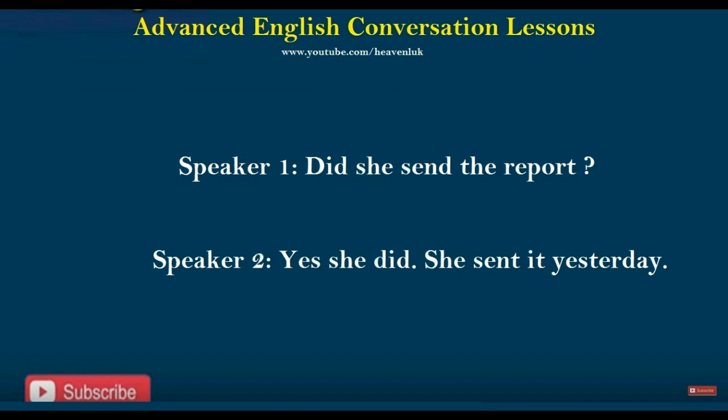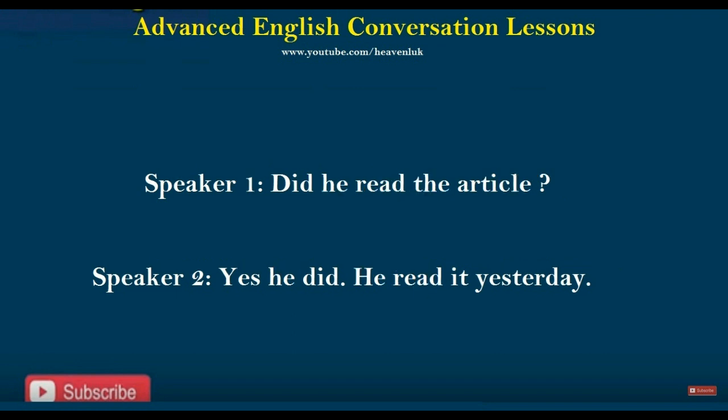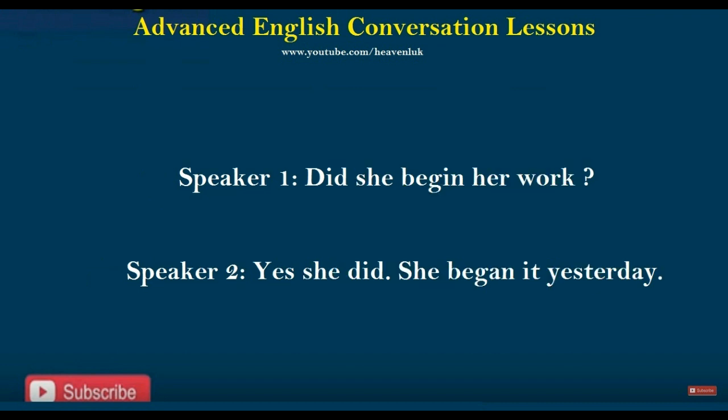Speaker 1. Did she send the report? Speaker 2. Yes, she did. She sent it yesterday. Speaker 1. Did you bring your money? Speaker 2. Yes, I did. I brought it yesterday. Speaker 1. Did he read the article? Speaker 2. Yes, he did. He read it yesterday.